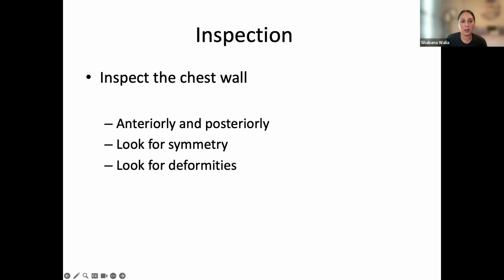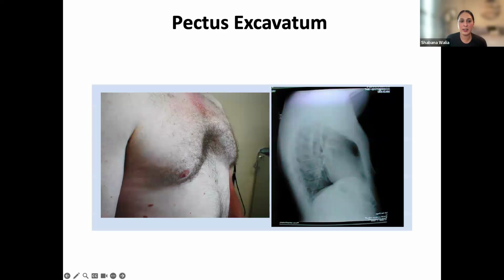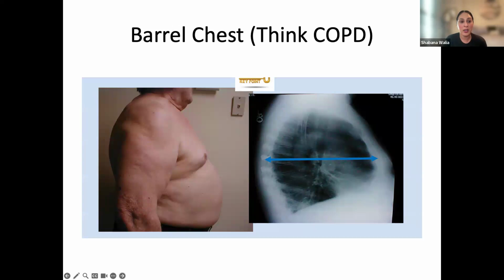So you're going to inspect the chest wall, again, looking anteriorly and posteriorly, looking for symmetry, looking for deformities. Here is somewhere that you're looking at a patient. They have this cavitary chest. This is pectus excavatum. You can see this on a chest x-ray, and then you can see this on the patient. So this is something you've noticed as you're inspecting the chest. Another abnormality or pathology is the barrel chest. So you see on the lateral view of the chest x-ray a very wide diameter in terms of the anterior and posterior diameter. And you can see on the patient, it's a barrel chest. So you're thinking about COPD already.